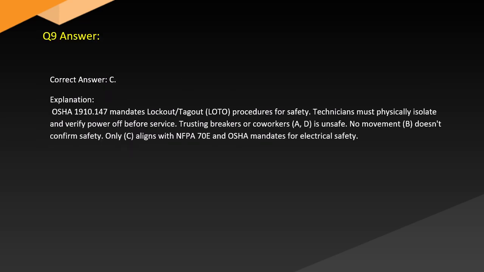Answer. Correct answer: C. Explanation. OSHA 1910.147 mandates lockout/tagout (LOTO) procedures for safety. Technicians must physically isolate and verify power off before service. Trusting breakers or coworkers, A and D, is unsafe. No movement, B, doesn't confirm safety. Only C aligns with NFPA 70 and OSHA mandates for electrical safety.